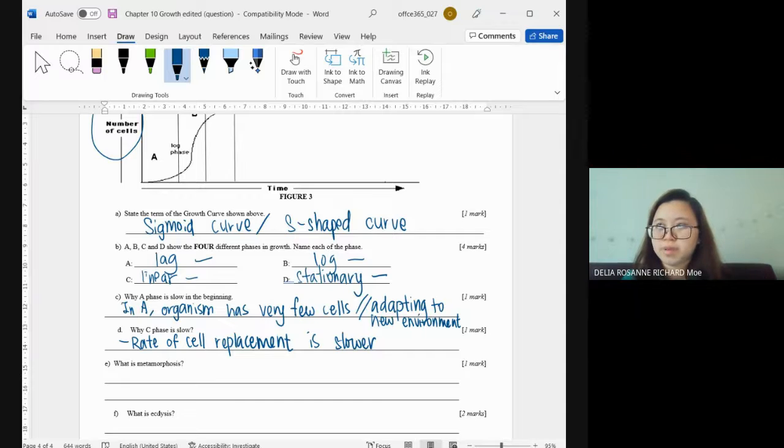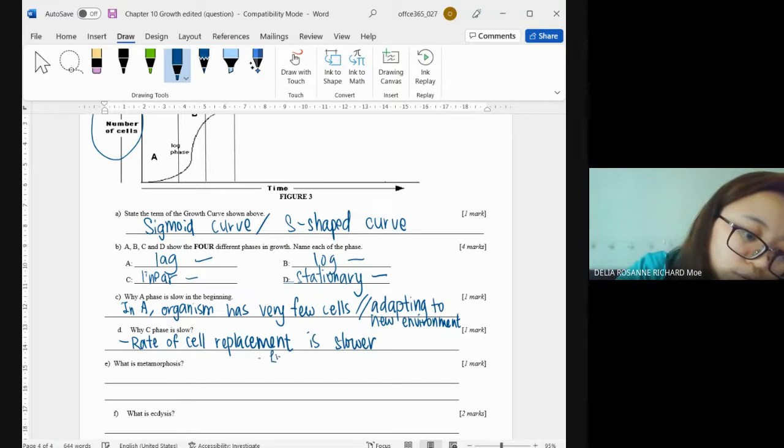Rate of cell replacement is slower. Mungkin memang sampai pada masanya untuk organism itu slow down sedikit dia punya tumbuh besaran. So that's also possible. It could be because of limited food or resources.